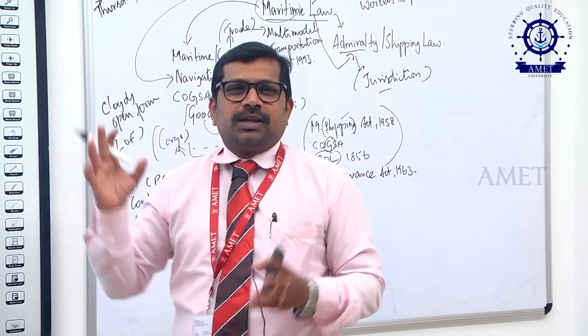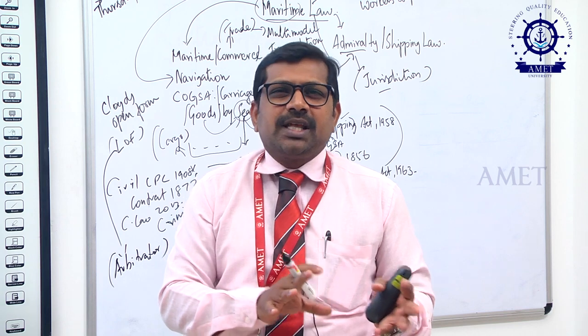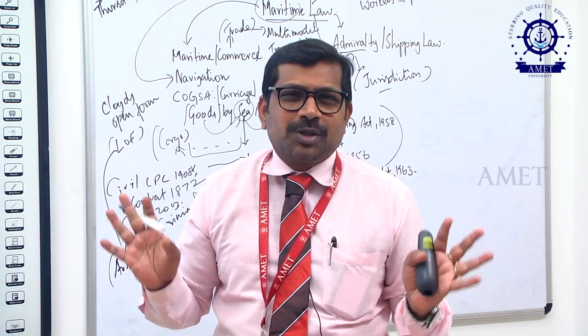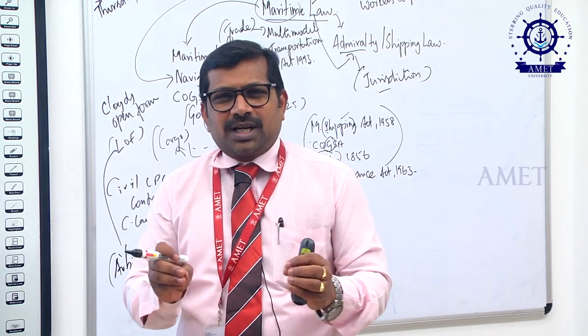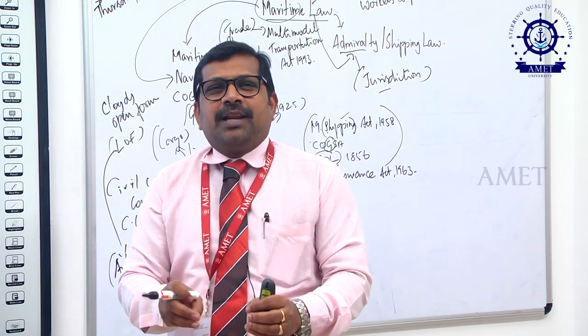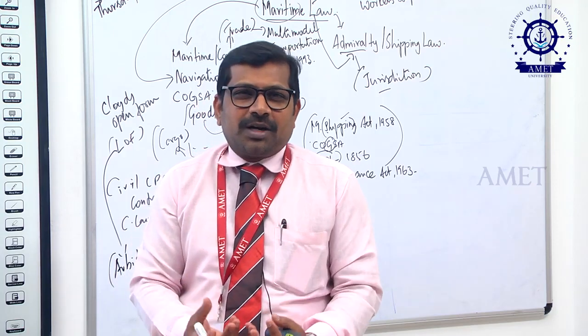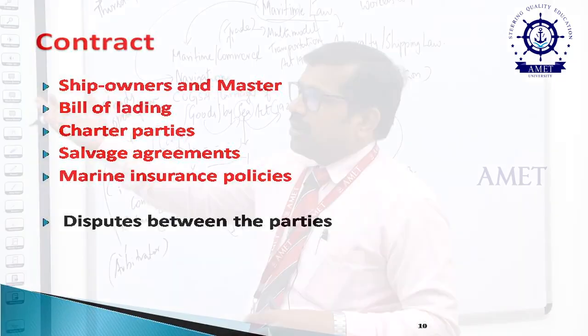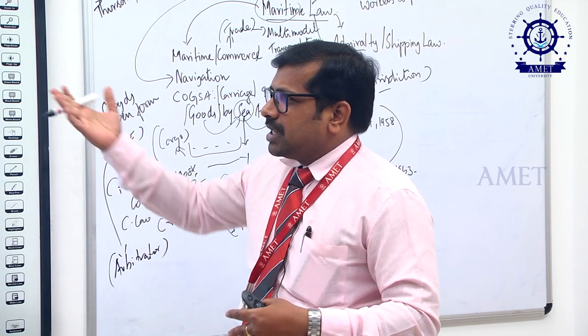As I told you, the formula for the contract: offer will be there, acceptance will be there, agreement will be there, but it should be enforceable by law. But in a smuggling business, offer is there, acceptance is there, agreement is there, but it is an illegal agreement, so it should not be enforceable by law. So, what type of people may enter into the contract? Ship owner, or the bill of lading document related, charter parties.